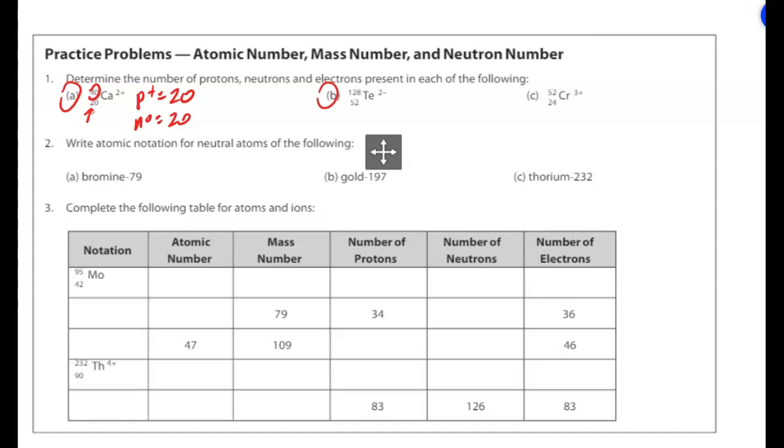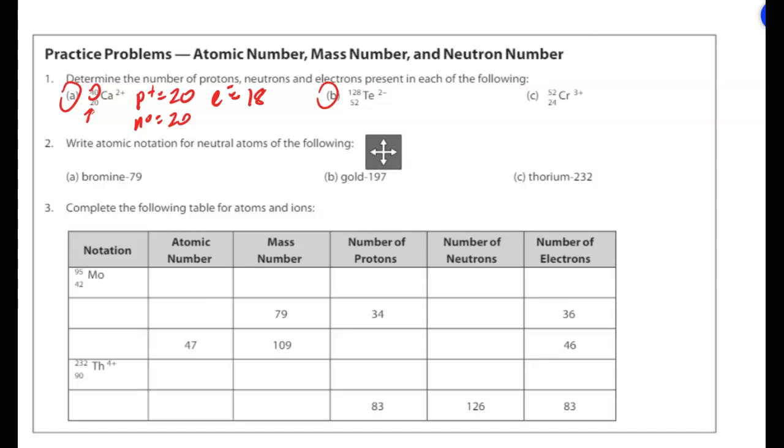And if this calcium atom were neutral, it would have an equal number of electrons and protons, meaning 20 electrons, but because it has a 2 plus charge, that means it has lost 2 electrons, or it has 2 more protons than electrons, so electrons is going to equal 18.